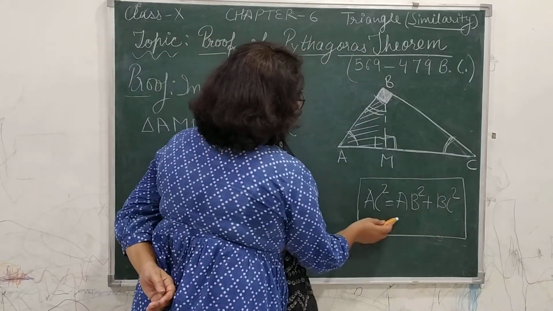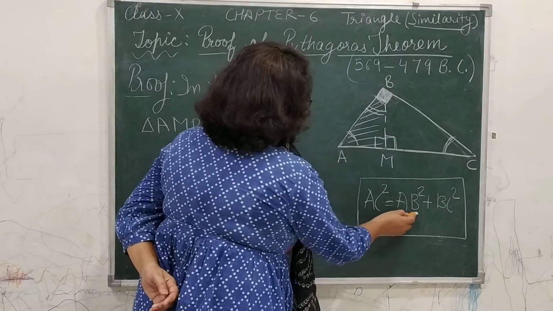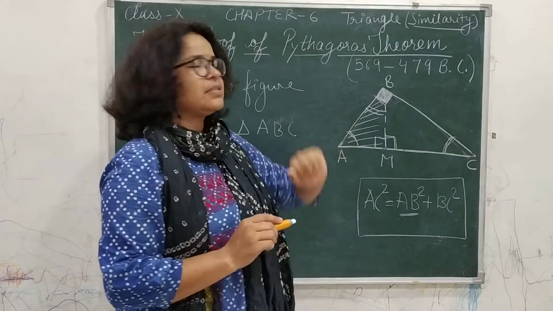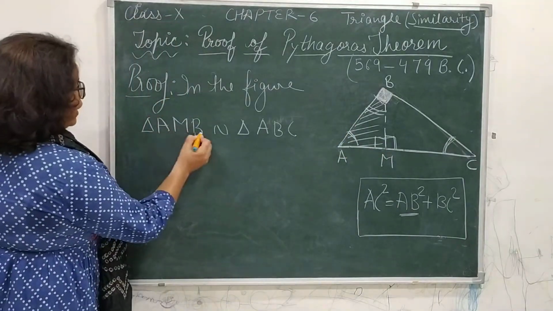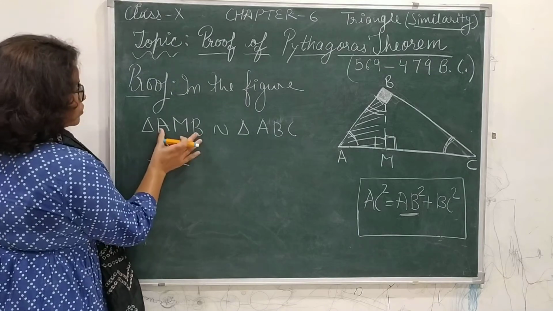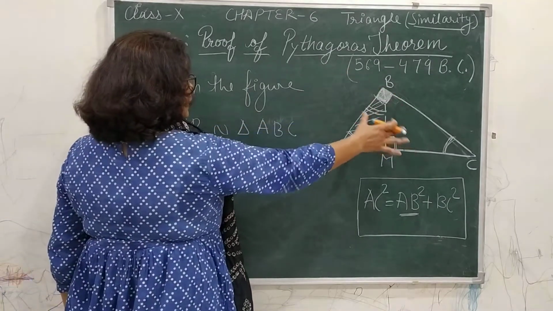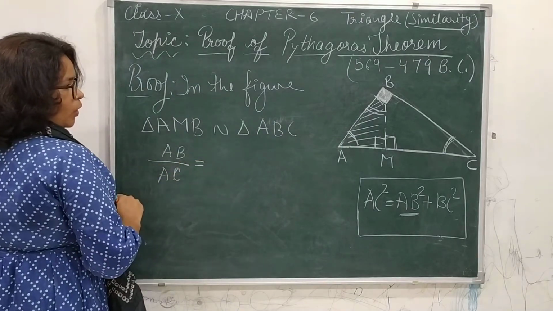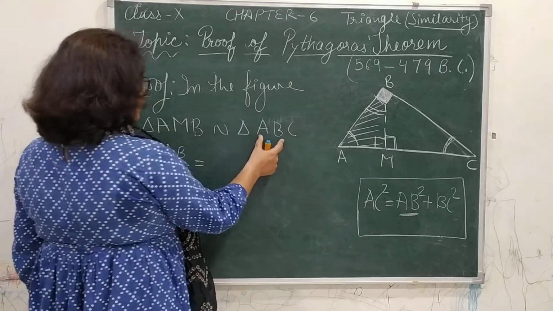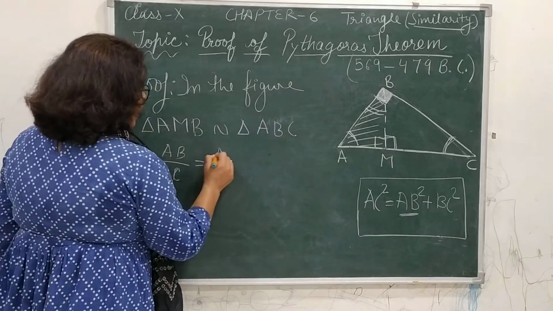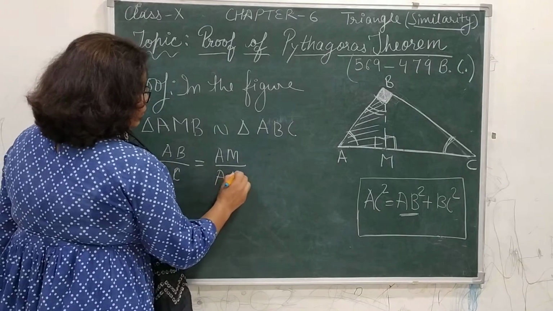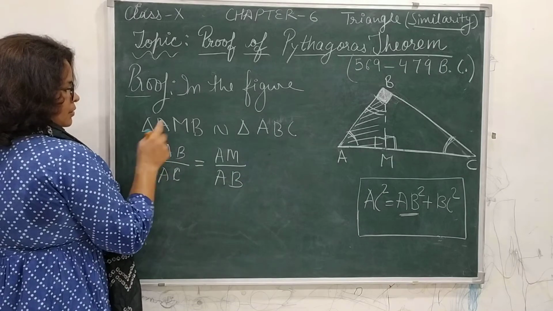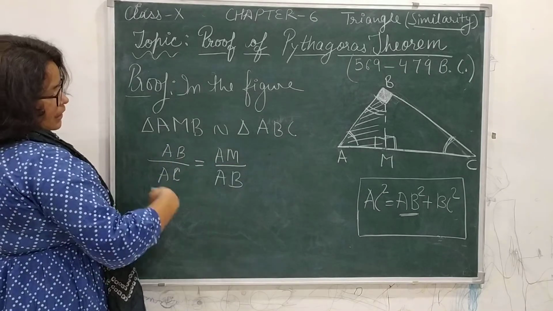So I am starting from the right hand side. First of all, I want to get this AB square, and I can see AB is a side which is in ABM also and ABC also. So from here if I take AB, corresponding to AB in the larger triangle the side is AC. AB upon AC is equal to, here the side AB, the corresponding side is AM. So AM upon AB. You can see here that AB is coming in the numerator in this and in the denominator in this. So if I cross multiply, what will I get?